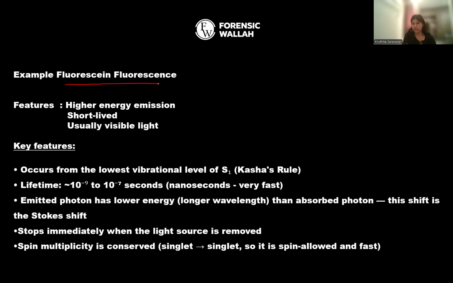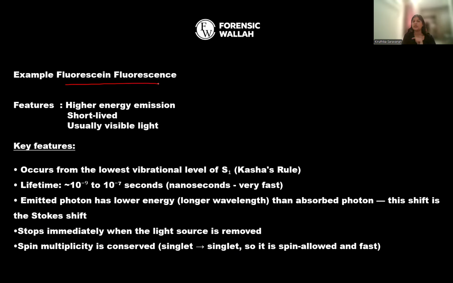So now you can see it's a higher energy emission. It takes place very rapidly, and it is short-lived because as soon as you remove the light source, the fluorescence process completely stops. So it's a short-lived process, and usually the type of light that is used in the fluorescence process is visible light only. Okay, so let us see some key features of the fluorescence process in detail.